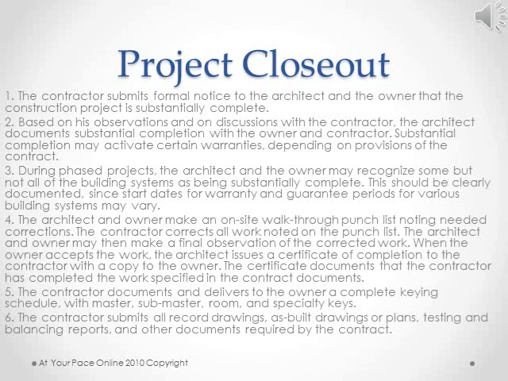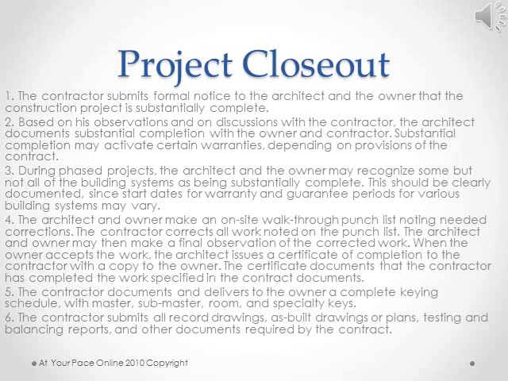Number 4, the architect and the owner make an on-site walkthrough punch list noting needed corrections. The contractor corrects all work noted on the punch list. The architect and owner may then make a final observation of the corrected work. When the owner accepts the work, the architect issues a certificate of completion to the contractor with a copy to the owner. The certificate documents that the contractor has completed the work specified in the contract documents.